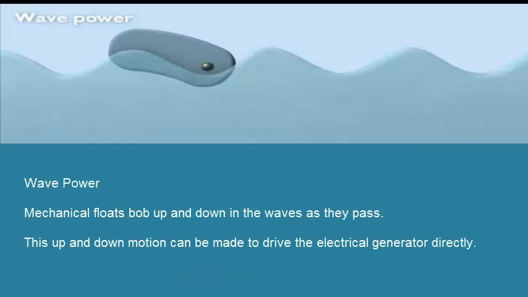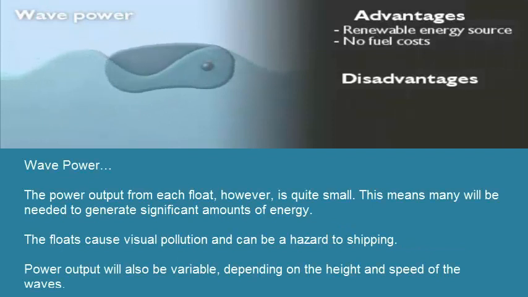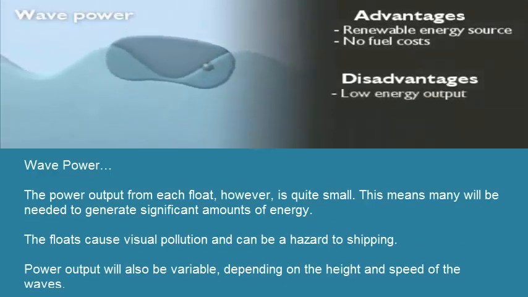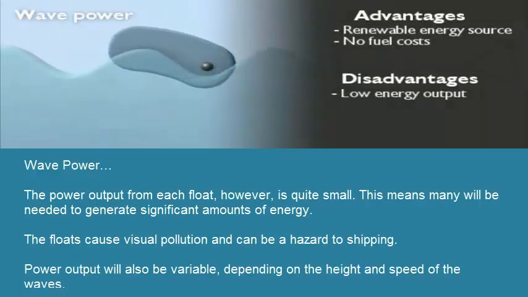Wave power. Mechanical floats bob up and down in the waves as they pass. This up and down motion can be made to drive the electrical generator directly. The power output from each float, however, is quite small. This means many will be needed to generate significant amounts of energy.